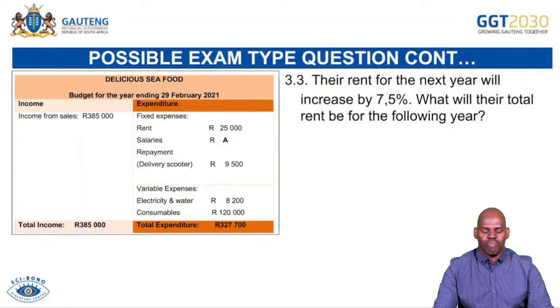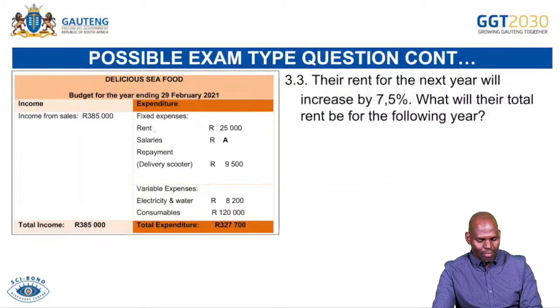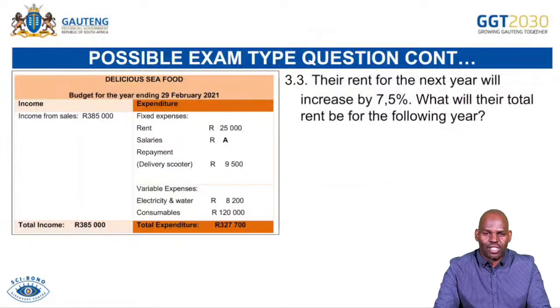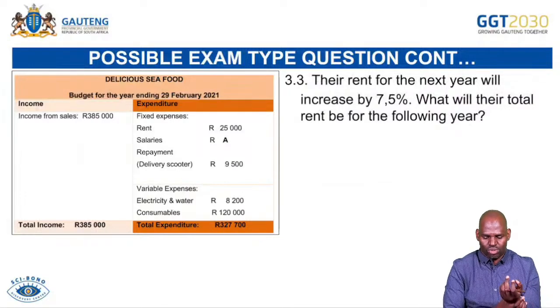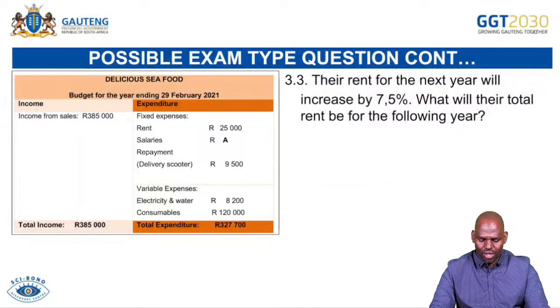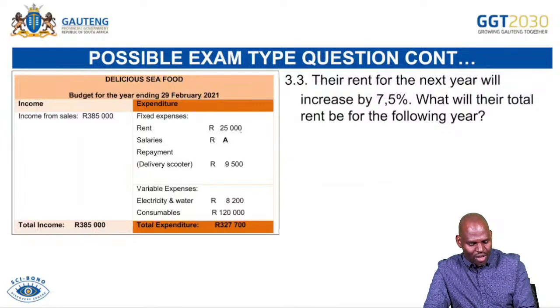Okay, then number 3.3, their rent for the next year will increase by 7.5%. Now remember we said a rent is a fixed expense. It falls under fixed expenses because it's something that changes over a longer period. So the rent for the next year will increase by 7.5%. What will their total rent be for the following year? So it means we need to take 25,000 and increase it by 7.5%.